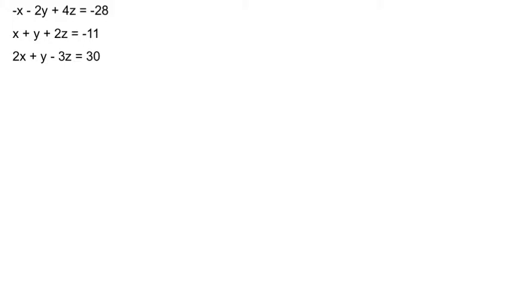Okay, so we need to solve this system of equations using Cramer's rule. So the very first thing that we need to do is define matrix A. Matrix A is going to be our matrix of coefficients. So all I have to do is look at the coefficients in the system, and they're going to be in the matrix. So for example, the first equation has the coefficients of -1, -2, and 4. So that's going to be my first row for my matrix, and likewise for the second row and the third row.